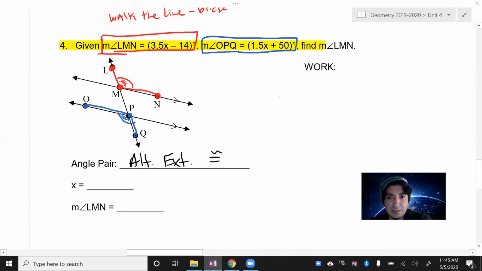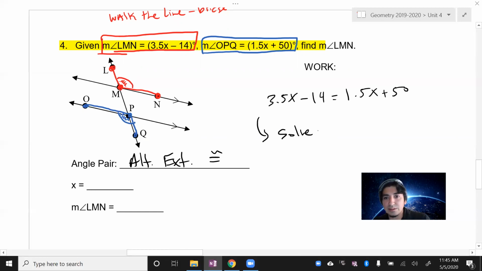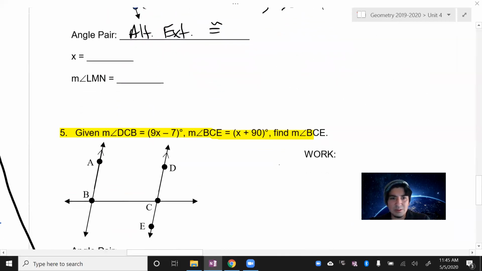So we're going to go ahead and put 3.5x minus 14 is equal to 1.5x plus 15. There you go. If you solve it and you get a decimal, it may be a decimal. So solve it on your own. I'm not going to solve these. You're going to be doing it on your own.